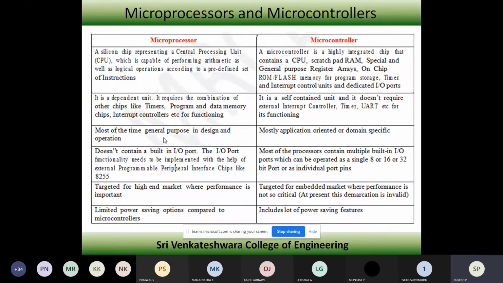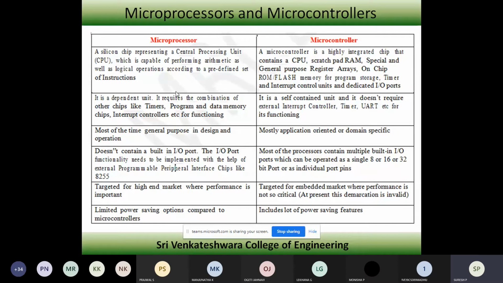Okay. Now when you talk about the microcontroller, what will happen? Most microcontrollers contain multiple built-in IO ports. Those IO ports can work either as single 8-bit, 16-bit or 32-bit ports, or as individual port pins.